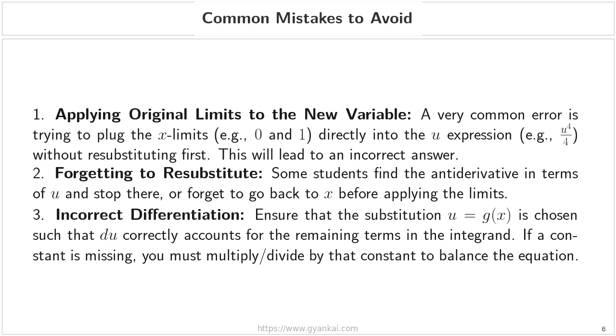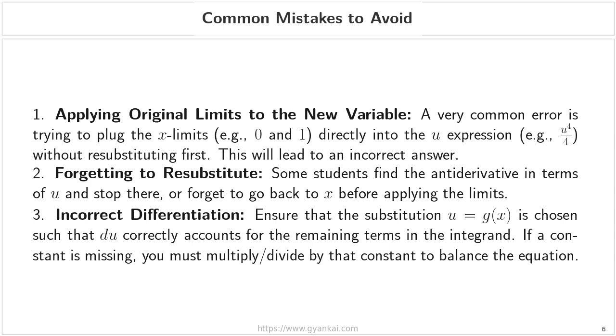Number 3, incorrect differentiation. This is about setting up the substitution correctly in the first place. When you choose your u, say u equals g of x, you need to make sure that the derivative of u with respect to x, which we write as du by dx, is also present in the original integral. And crucially, it needs to match up exactly. Sometimes, you might need to multiply or divide by a constant to make that happen.